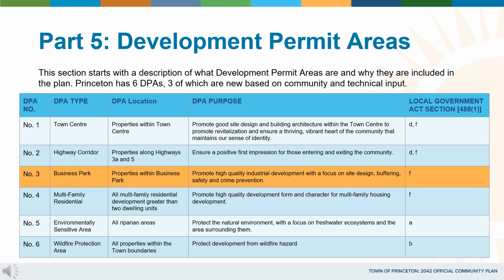While updates have been made to the Town Center, Highway Corridor, and Environmentally Sensitive Area DPAs, 3 new DPAs have been created. This includes DPA number 3, Business Park, DPA number 4, Multifamily Residential, and DPA number 6, Wildfire Protection Area. Please note that FireSmart guidelines have been updated into all DPAs and lighting upgrades have been added in all DPAs where applicable.